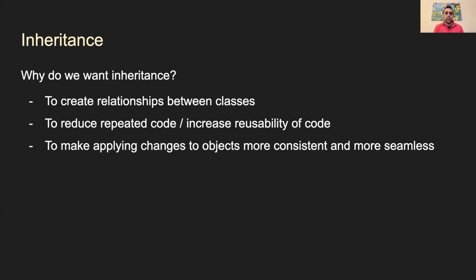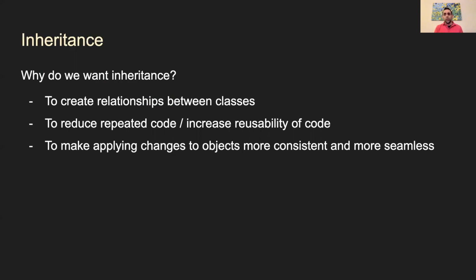Another reason inheritance is very useful is that it reduces repeated code. We've talked about the DRY principle, DRY, which stands for don't repeat yourself. Inheritance lets us implement that idea, where we can reuse our code. If there are shared properties or shared methods, we can bundle them up in base classes and reduce the amount of code that we need to maintain for our derived classes.